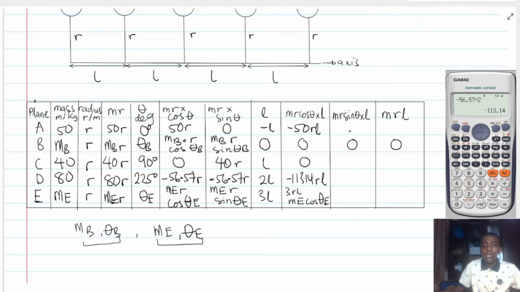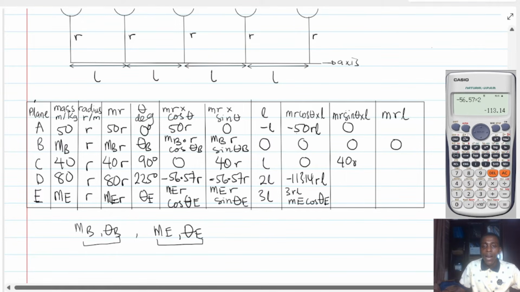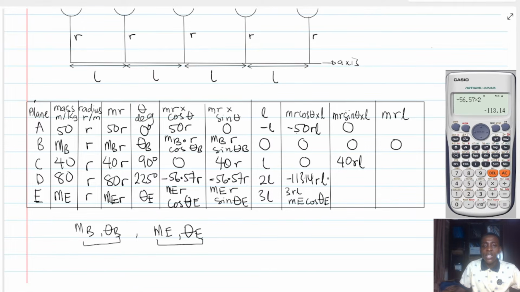And then I'll come to this part. You know, sine 0, MR sine theta is what? 0. It means this is going to be 0. Is that right? And then at this point, I will do MR sine theta, which is this, and then L. So I'm going to do 40R times L. Now, when I get to this part, in fact, it's going to be the same thing, because MR cos theta and then MR sine theta are the same.